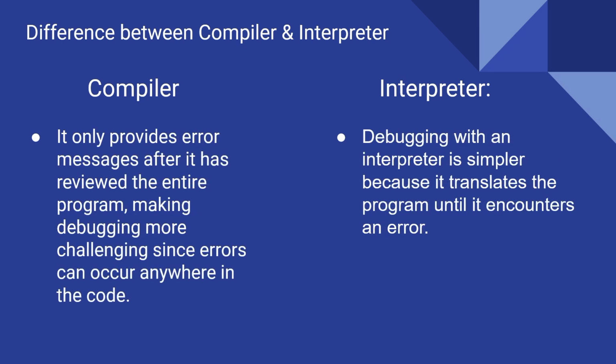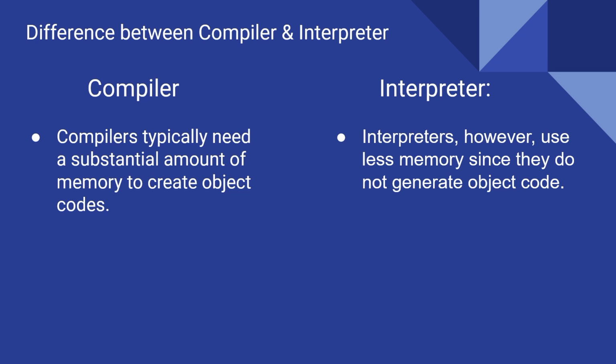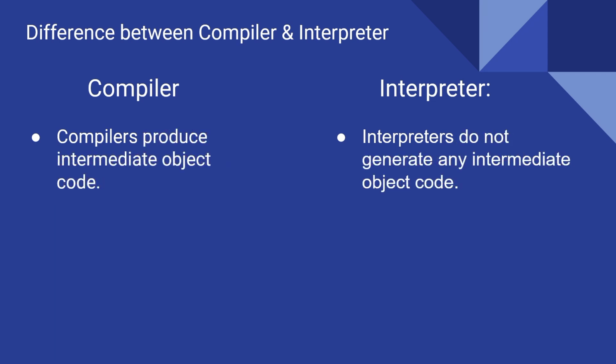Next, a compiler only provides error messages after it has reviewed the entire program, making debugging more challenging since errors can occur anywhere in the code. In the case of an interpreter, debugging is simpler because it translates the program until it encounters an error. Next, compilers typically need a substantial amount of memory to create object code. Interpreters, however, use less memory since they do not generate object code. Next comparison, compilers produce intermediate object code, but interpreters do not generate any intermediate code.